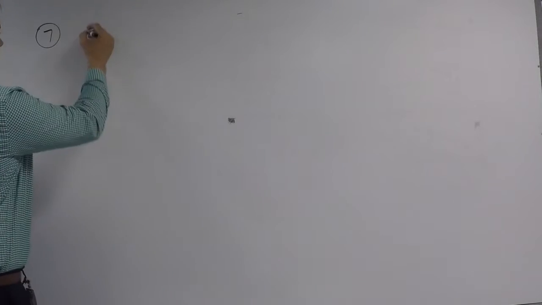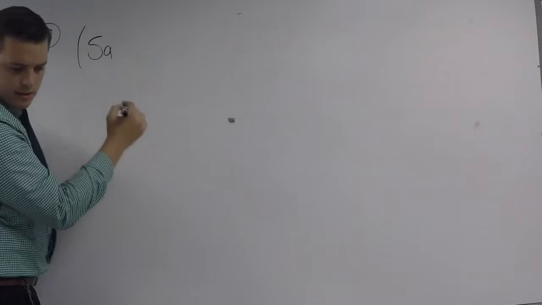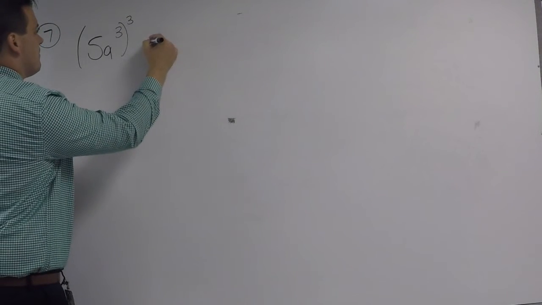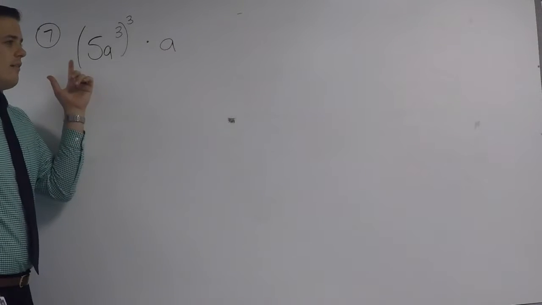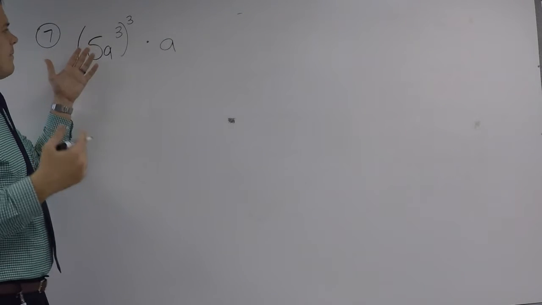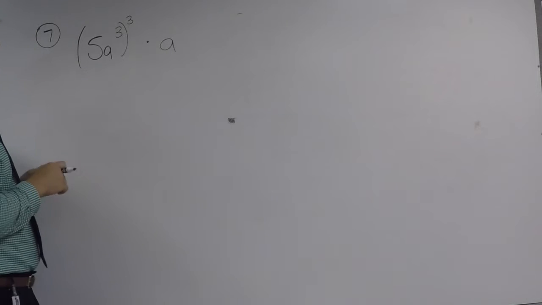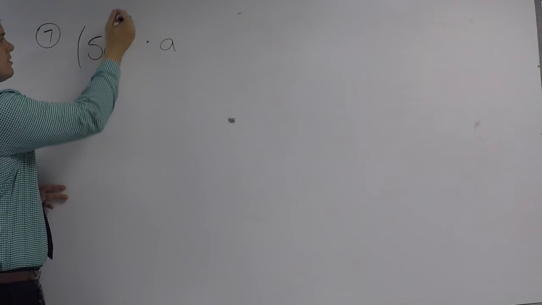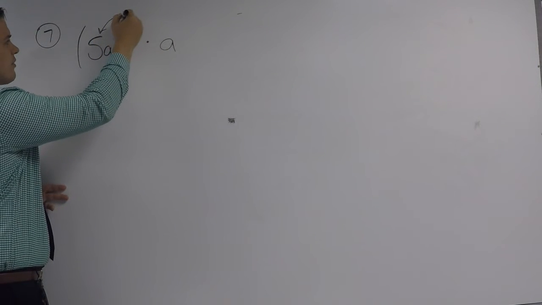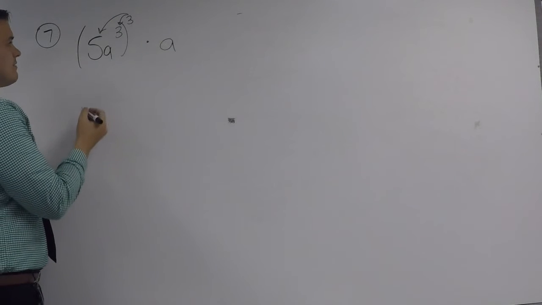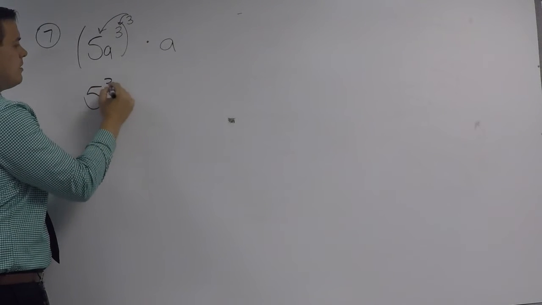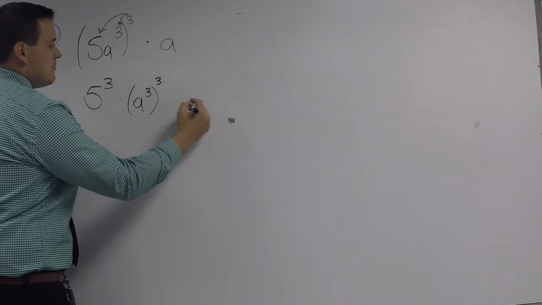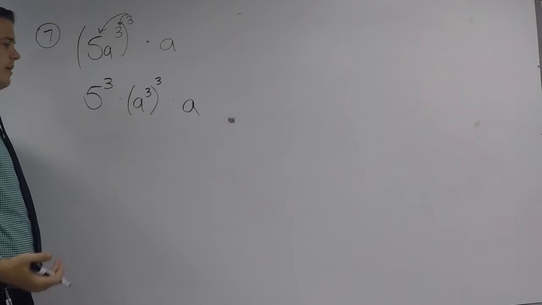So 7 is the quantity of 5a cubed times a. So you ask yourself, is this multiplying exponents with the same base, multiplying a power of a power? What is this? This is multiplying a power of a product. They're being multiplied, which is the result is a product. So I need to distribute the 3 onto the 5 and the 3 onto the a cubed. This gives me 5 cubed times the quantity of a cubed times a.